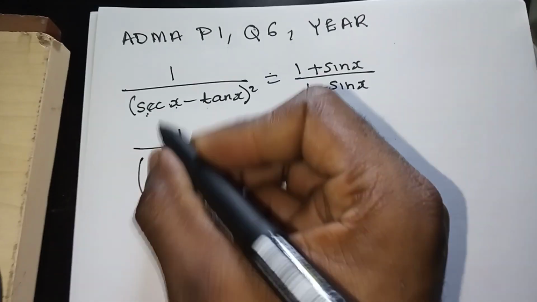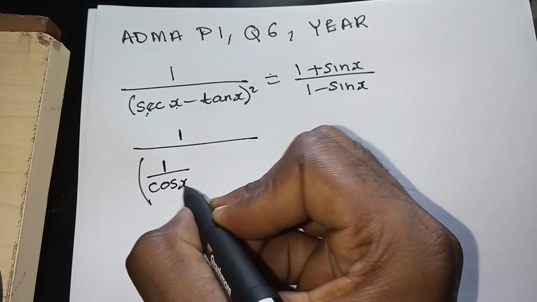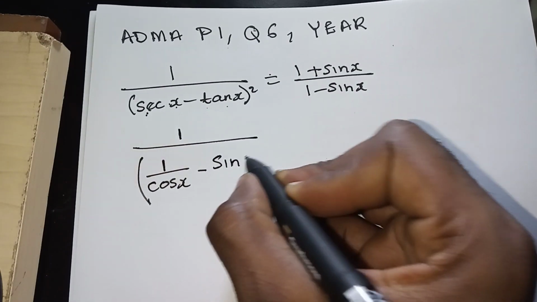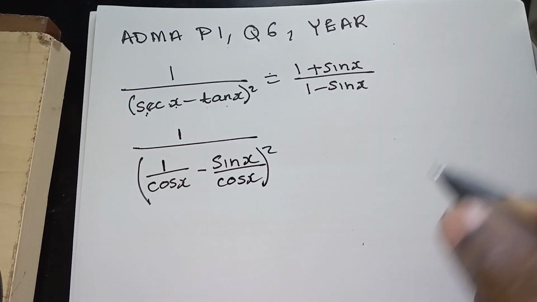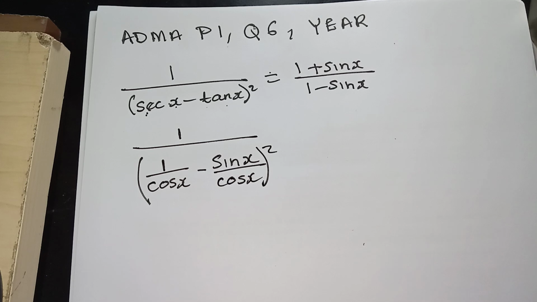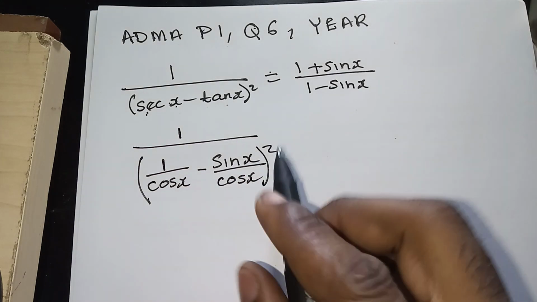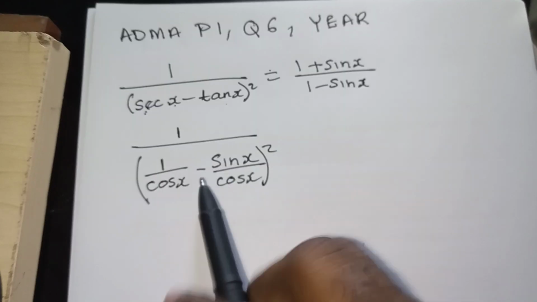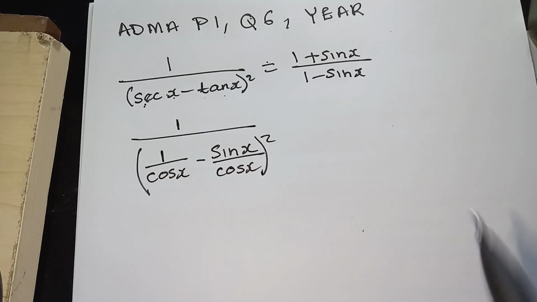So this one can be written as 1 over cos x minus this one will be sine x over cos x, then the square there. So I want to hold on to this square. I don't want to mess this thing up. We can expand it later.